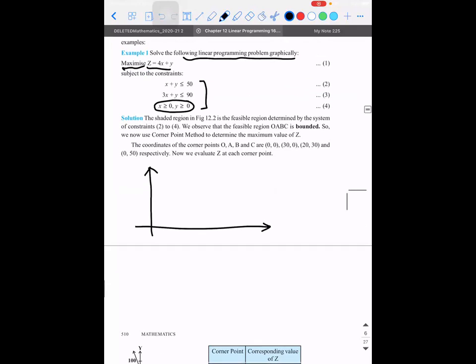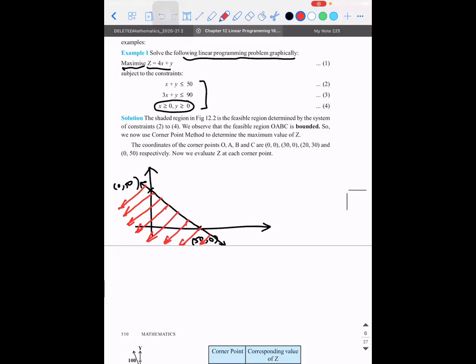So x + y less than or equal to 50 means this point will be 50, 0, and this point is 0, 50. So when you draw a line, when we say x + y is less than or equal to 50, in this case, is the origin satisfying or not? Yes, sir. So the origin satisfies. So you have to shade this side of the region.